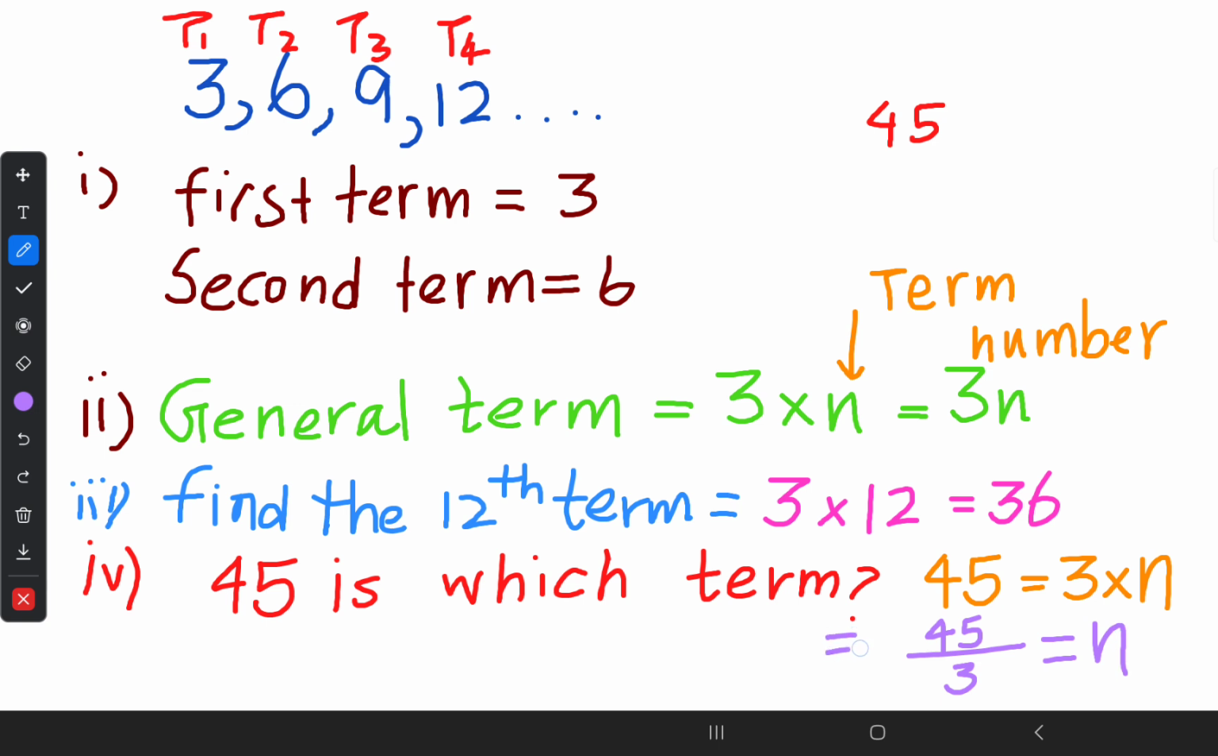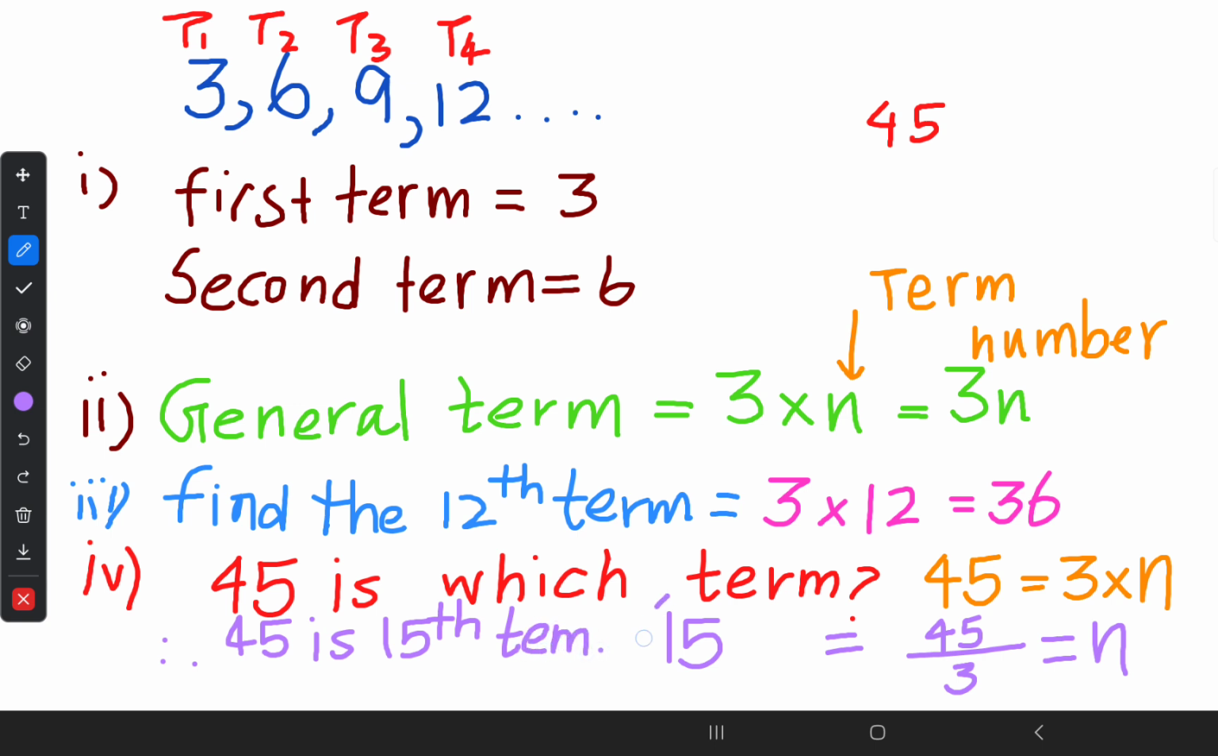So when you divide 45 by 3, that will give you 15. So that means after that you should write, 45 is the 15th term.